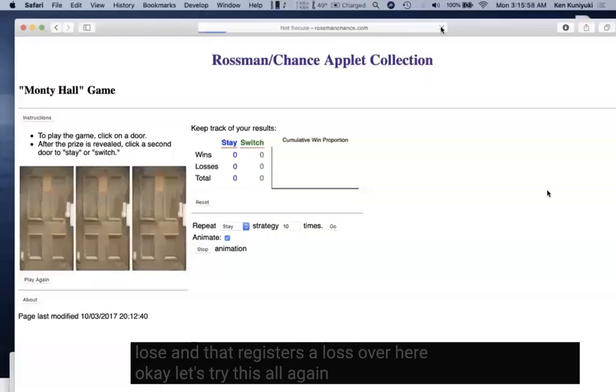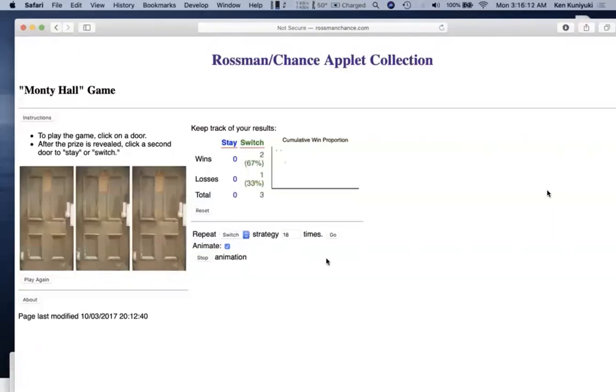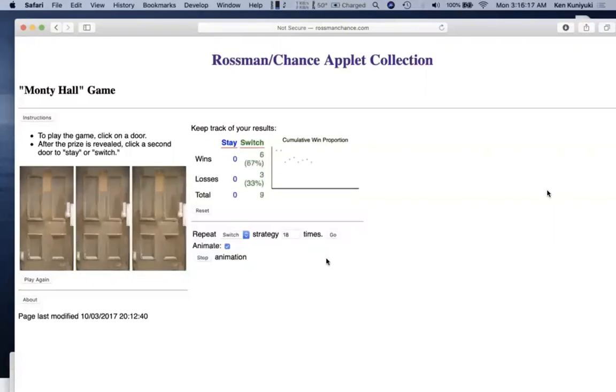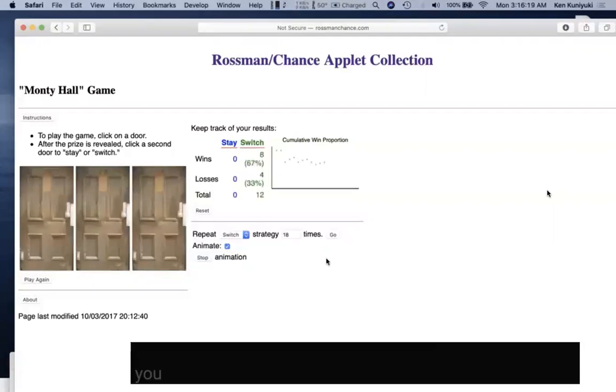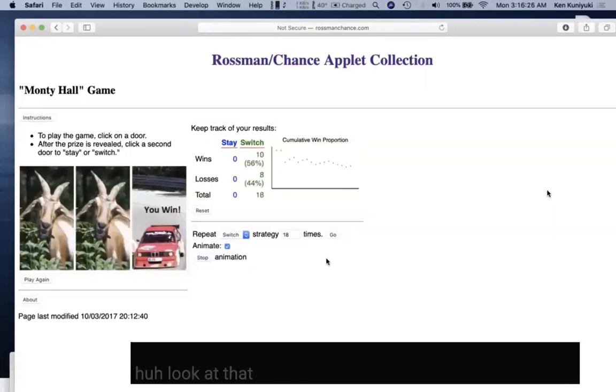Okay, let's try this all again. Let's repeat the switching strategy 18 times. This is going to be like the movie War Games, where it's all very fast. Huh, look at that. So I've won 56% of the time, and I've lost 44% of the time. Let's try it again.